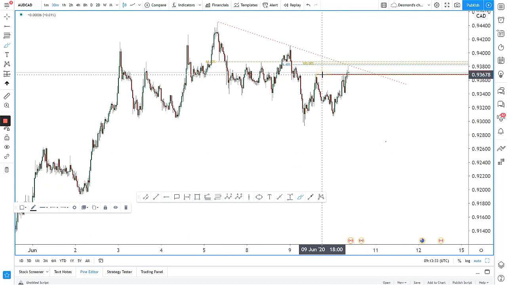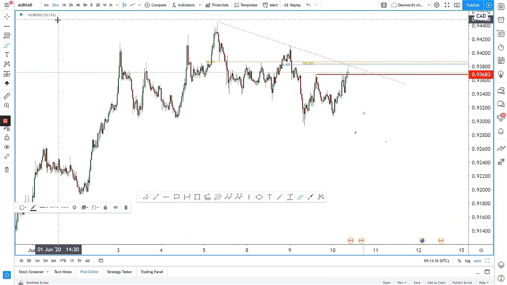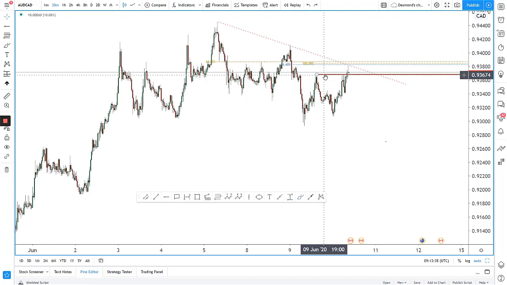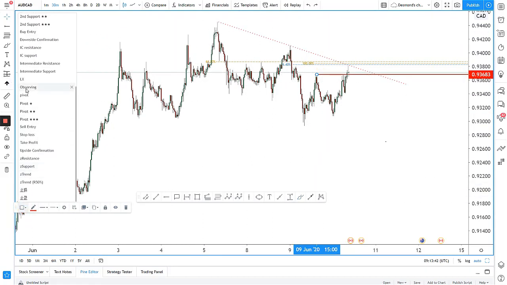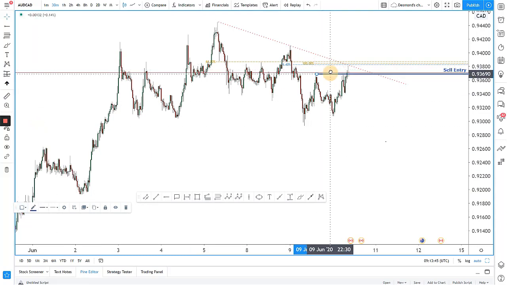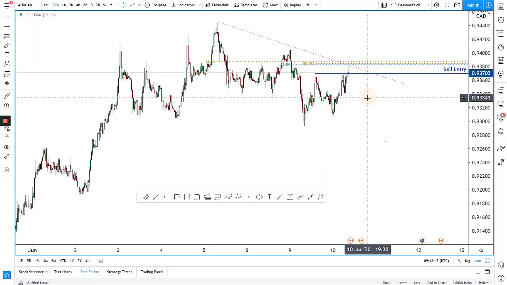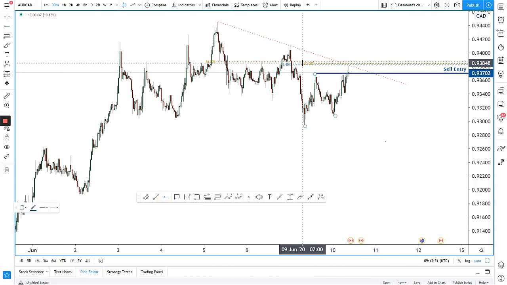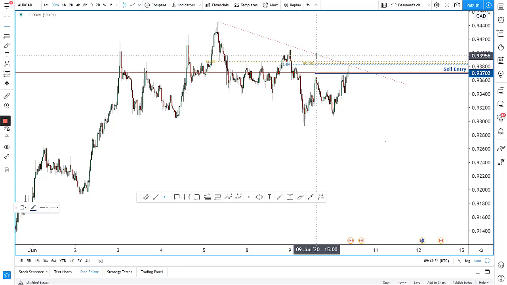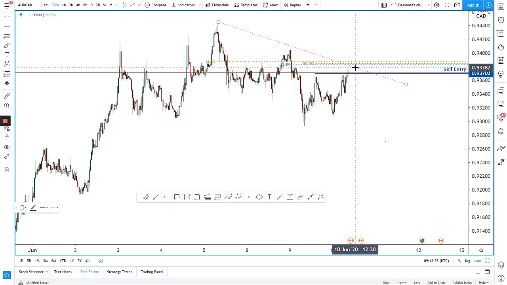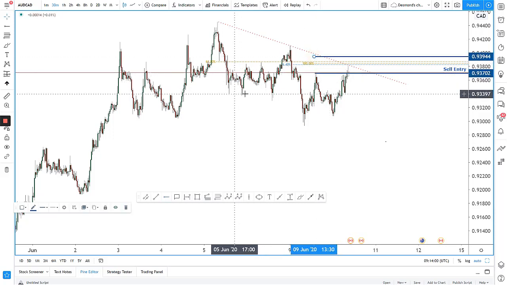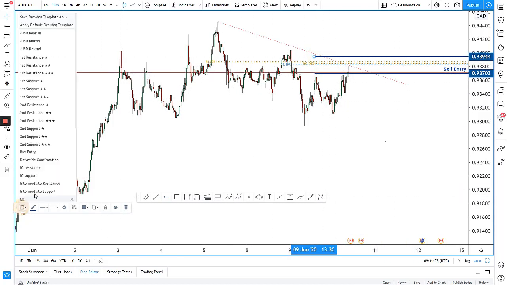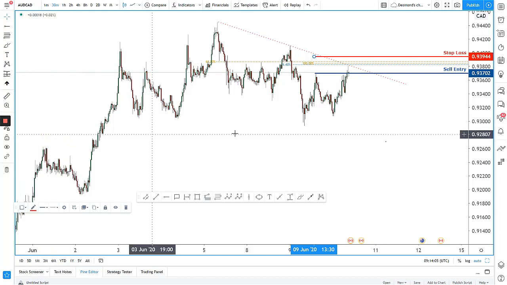So if this is my setup, this would be where my sell entry is right now, right where price currently is. My stop loss, I'll definitely put above this major area of resistance. And if price does break out of this descending resistance line, then our idea is probably wrong. So I'm just going to put this as my stop loss.